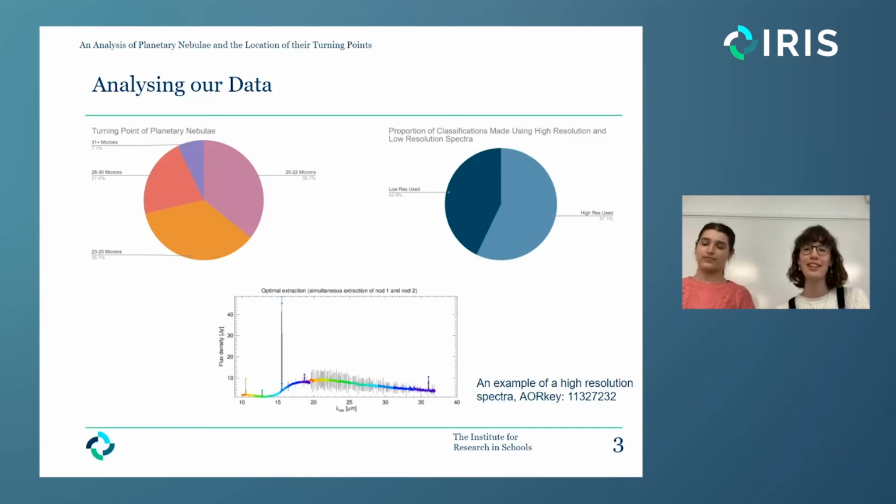So those planetary nebulae with peaks at 20 to 22 microns are likely to be hotter than those with peaks at 31 plus microns. And this can tell us information about both the age and the density of planetary nebulae.